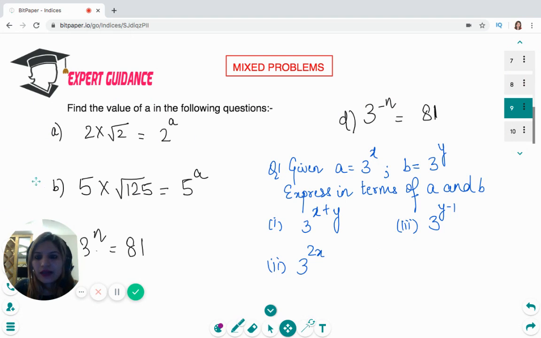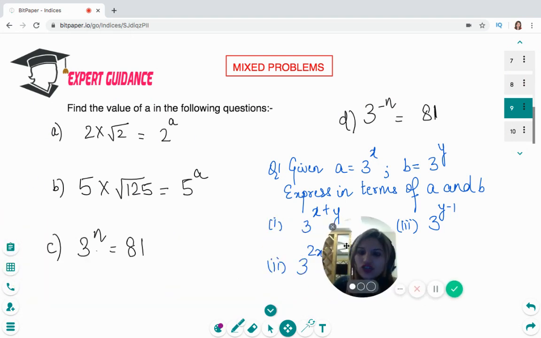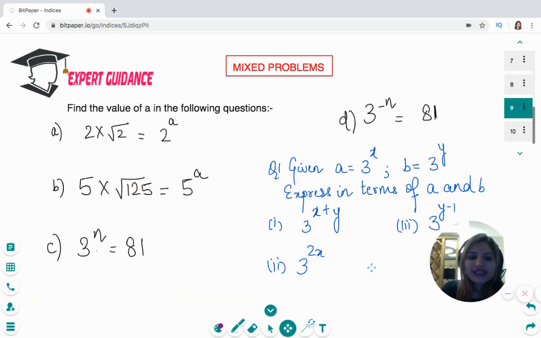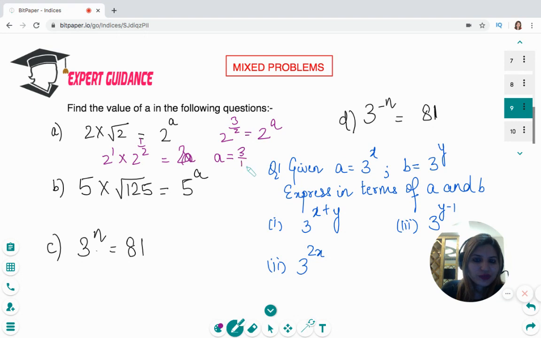Now let's try this question. This is 2 times 2 root 2, and you have to raise everything to the power 2 to the power a. So this is 2 to the power 1 multiplied by root 2, which can be written as 2 to the power half, which is equal to 2 to the power a. Now, since the bases are the same, we can add the indices. So 1 plus a half is 3 over 2. So 2 to the power 3 over 2 is 2 to the power a, which means our a is 3 over 2. Correct?